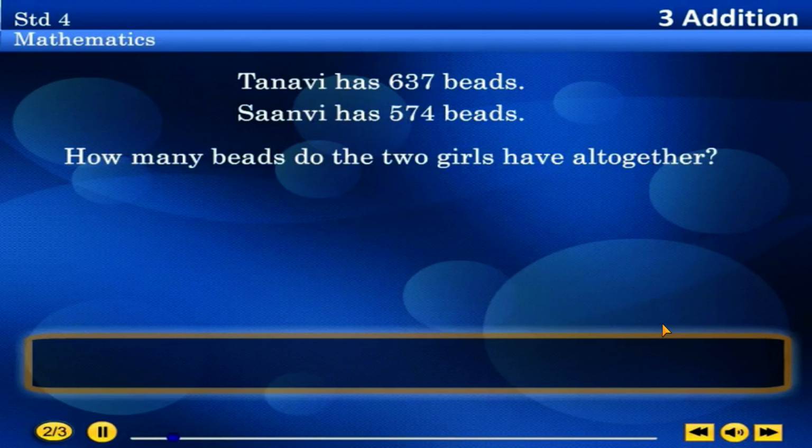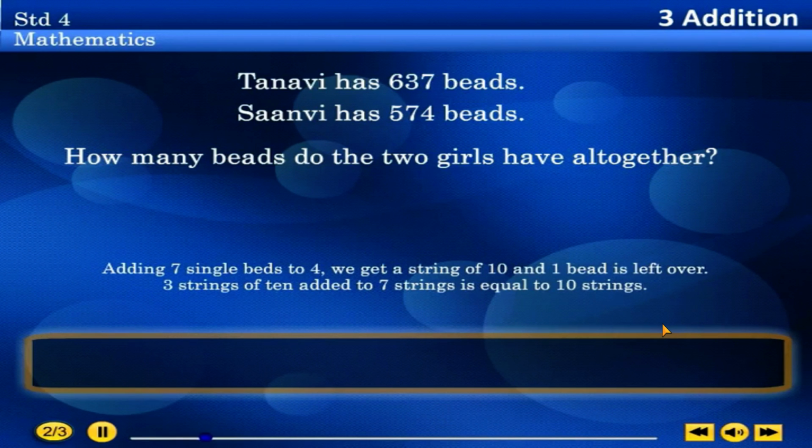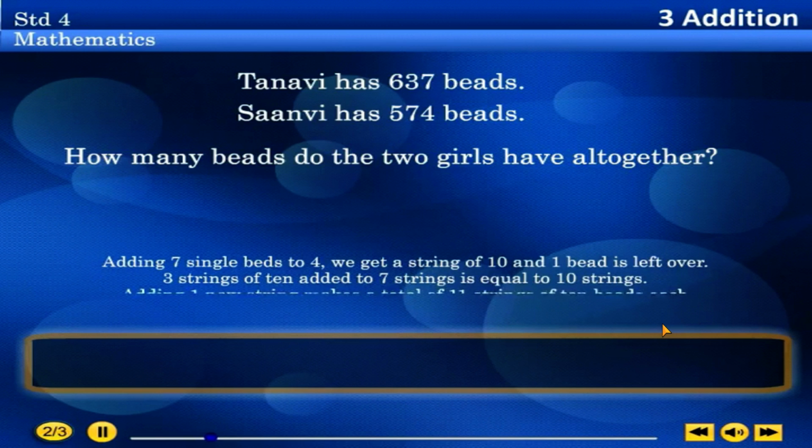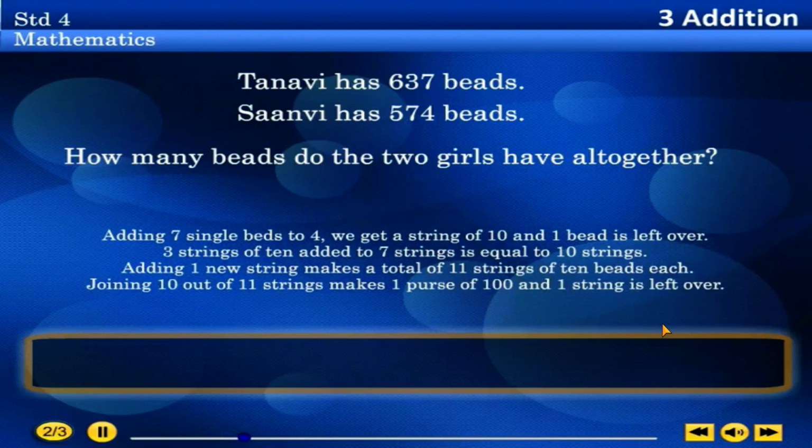Adding 7 single beads to 4, we get a string of 10 and 1 bead is left over. 3 strings of 10 added to 7 strings is equal to 10 strings. Adding 1 new string makes a total of 11 strings of 10 beads each. Joining 10 out of 11 strings makes 1 purse of 100 and 1 string is left over.